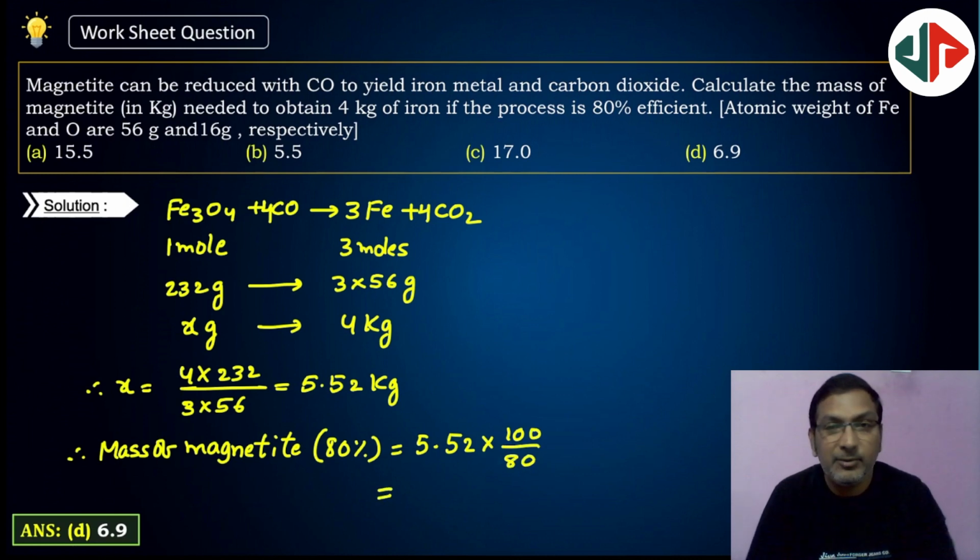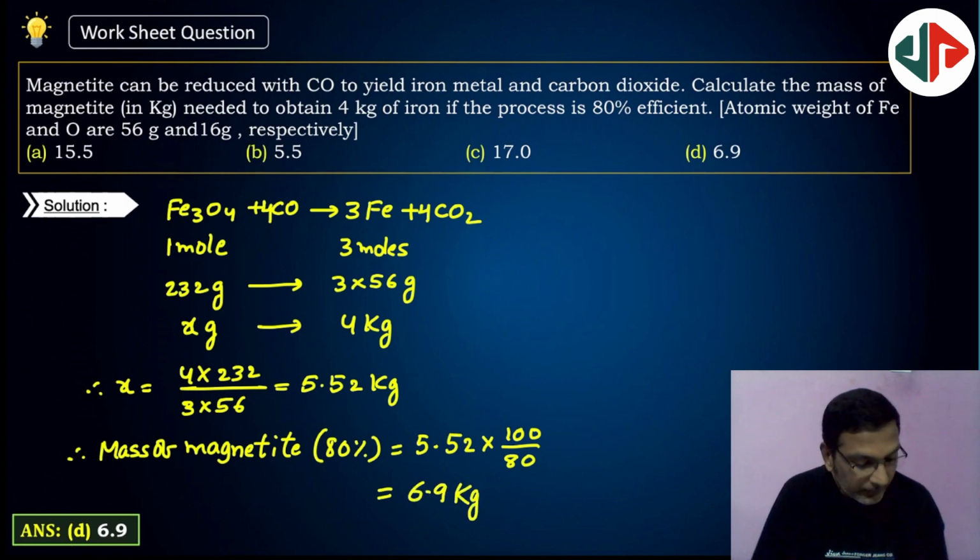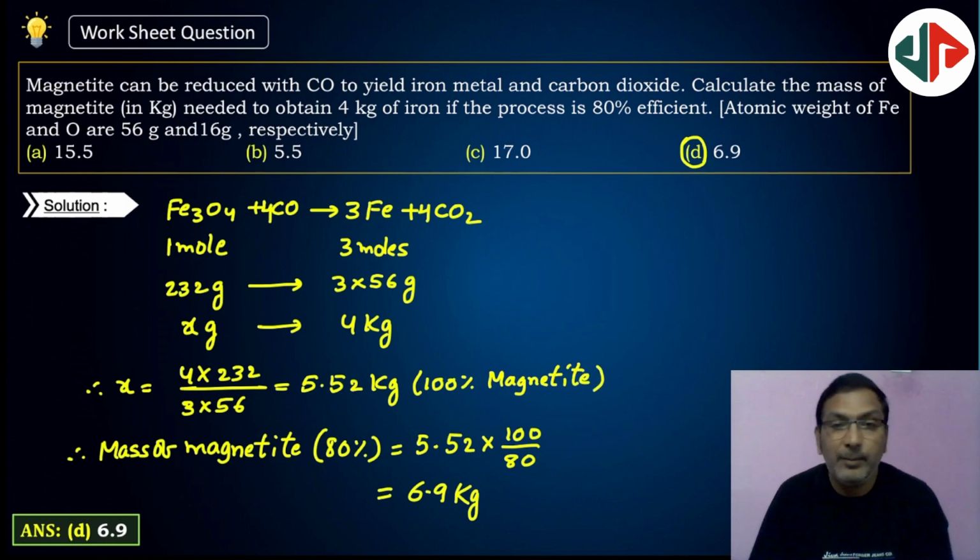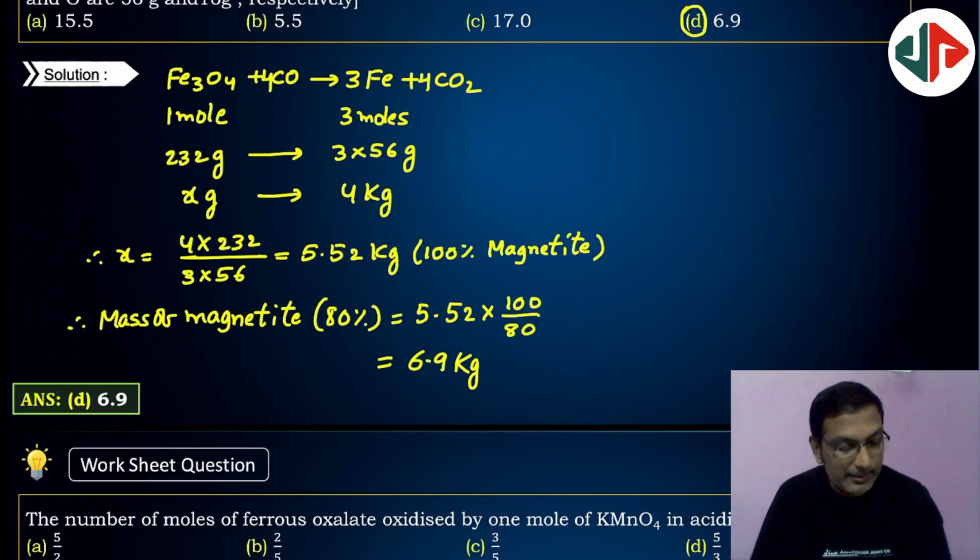If the percentage of purity is less, more quantity is required. Therefore, more percentage by less percentage. We'll get this value as 6.9 kg. Therefore, option D. If it is 100% magnetite, only 5.52 kg is required. If it is 80% purity, more quantity is required. Therefore, 6.9 is required. Next.